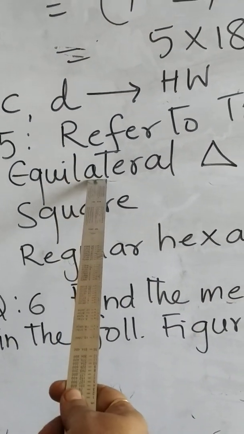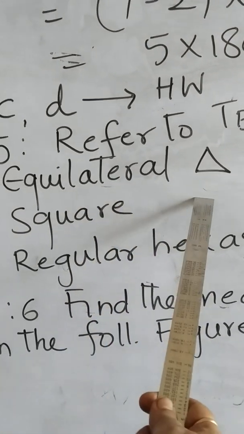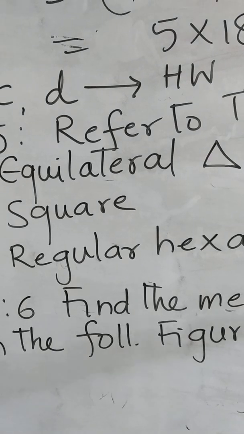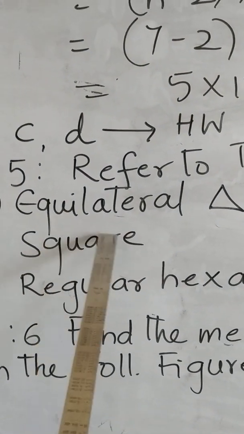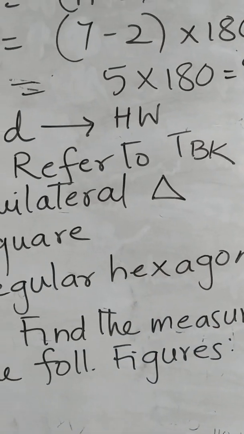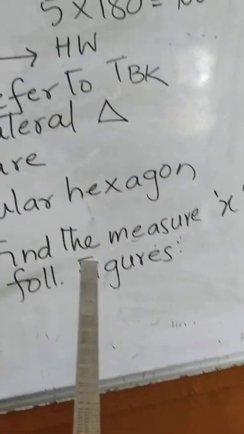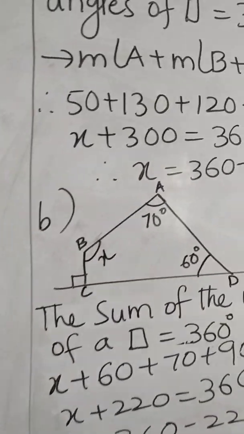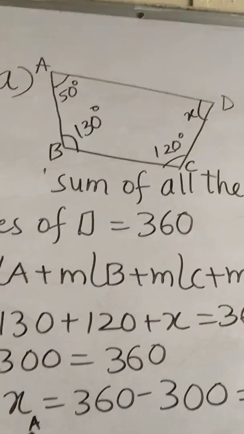Question number 5. Refer to the textbook. First one, equilateral triangle. Equilateral, when all the sides are the same and all the angles are the same, equiangular. Square. Then we have regular hexagon. Question number 6. Find the measure x in the following figures. Very, very important. Please practice them twice, thrice.